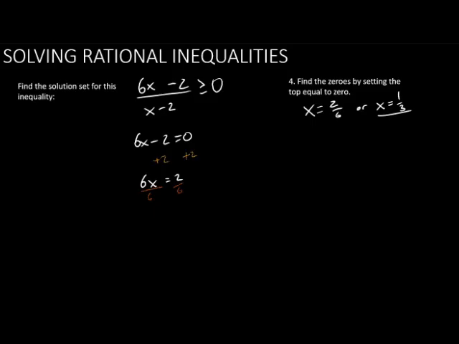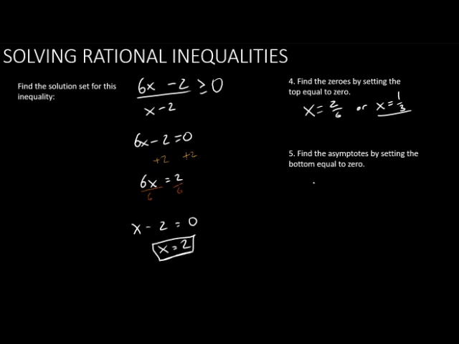Now we can find the asymptotes by setting the bottom equal to 0. The bottom just has x minus 2, so we'll set that equal to 0. If we add 2 to both sides, we'll end up with x equals 2 for our asymptote. Now that we have the zeros and asymptotes, we'll place them on a number line and try to draw a picture.